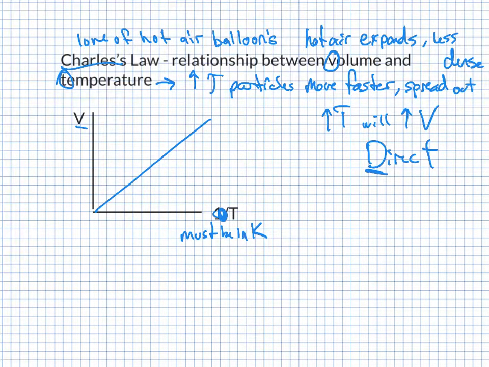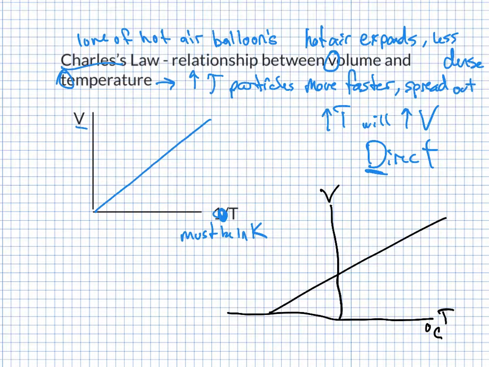What happens if it's not in Kelvin? Well, that graph doesn't look quite the same way if it's not in Kelvin. So the graph would look a little different if you were not in Kelvin. So if you were in, say, degrees Celsius, the graph is going to look like this instead. Same shape, but why is it going on here instead of down here? Well, it's because of the difference between Celsius and K.